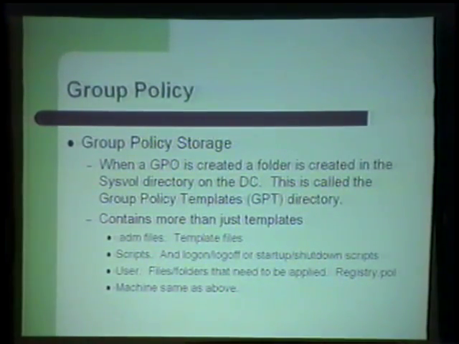So, when you actually create a group policy object, where is it physically located? When you first install Active Directory, it asks you where you want to put what's called the Sysvol directory. This is where it stores all of its actual data information. And this is no exception. When you create a group policy object, it actually creates a folder inside the Sysvol directory on the DC itself. And it's called the group policy template directory. It's made up of the GUID of the group policy object itself.